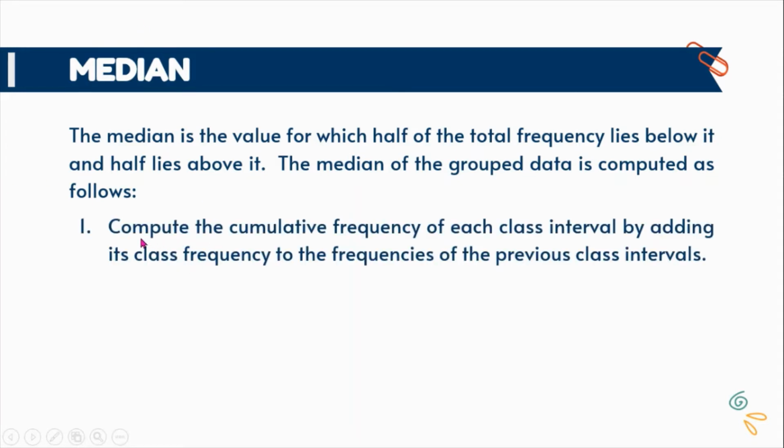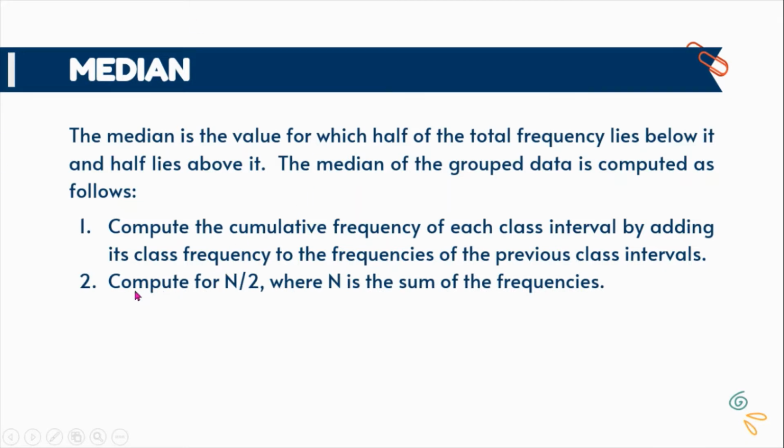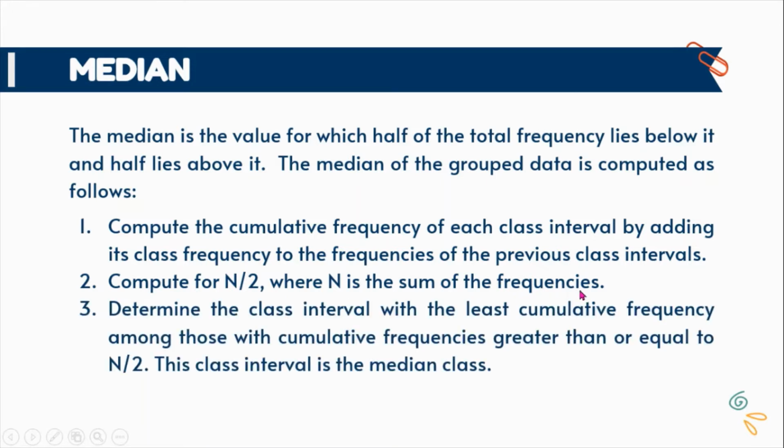Number one, compute the cumulative frequency of each class interval by adding its class frequency to the frequencies of the previous class intervals. Number two, compute for n over 2, where n is the sum of the frequencies. And number three, determine the class interval with the least cumulative frequency among those with cumulative frequencies greater than or equal to n over 2. This class interval is the median class.